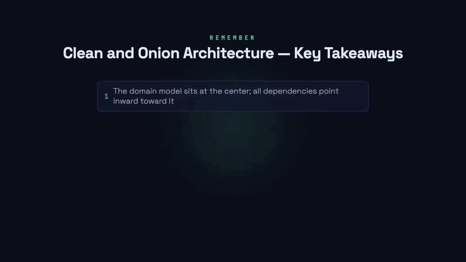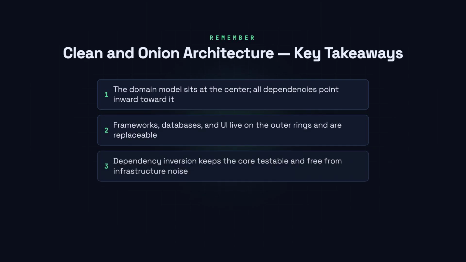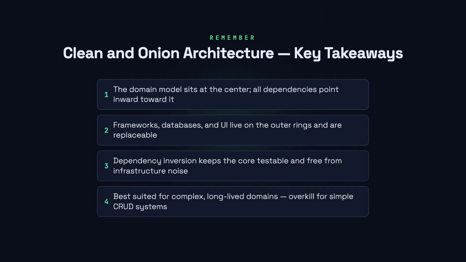To summarize, clean and onion architecture both place your domain model at the center and enforce a strict rule. Source code dependencies only ever point inward. Outer rings hold the noisy details of frameworks and databases, and those details implement interfaces defined by the domain. The payoff is code that is genuinely independent, easy to test, and resilient to infrastructure change, provided your domain is complex enough to justify the structure.